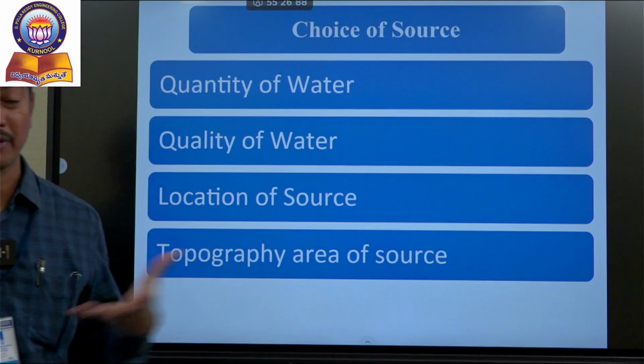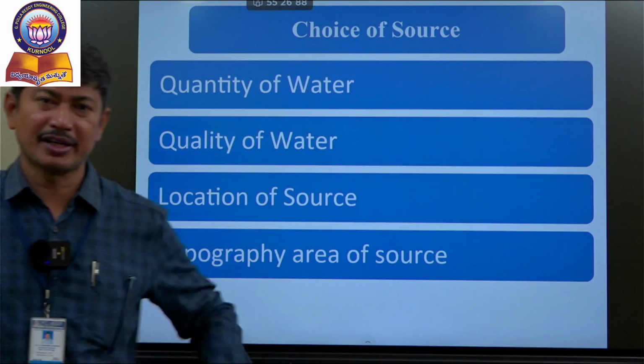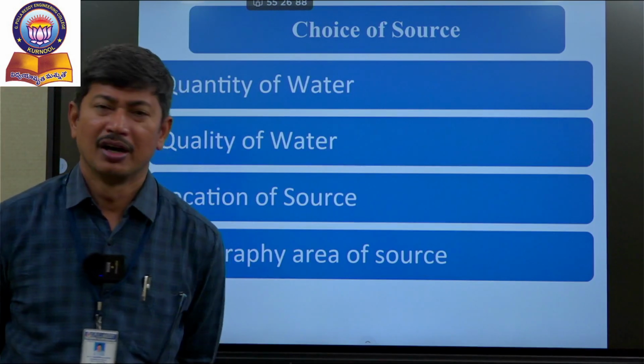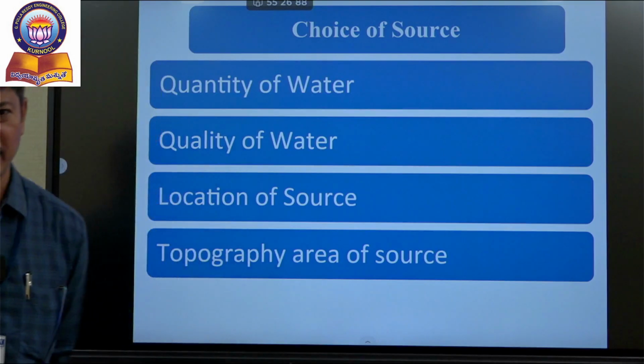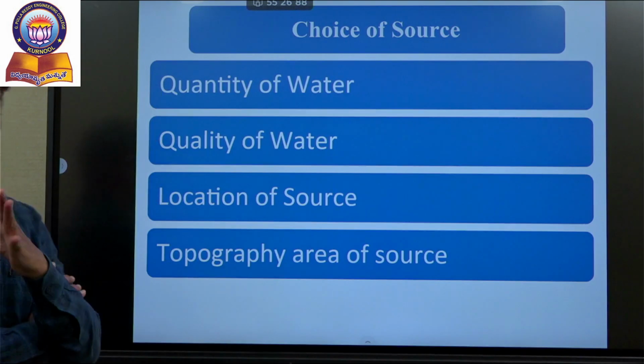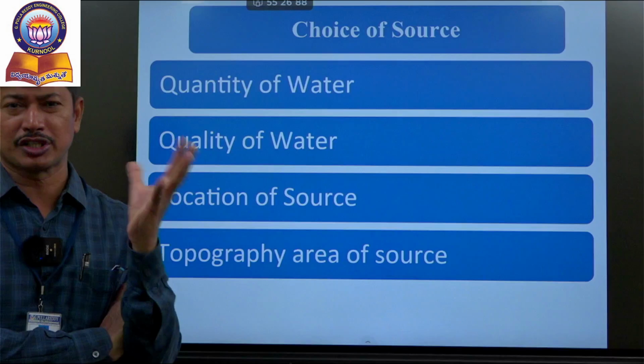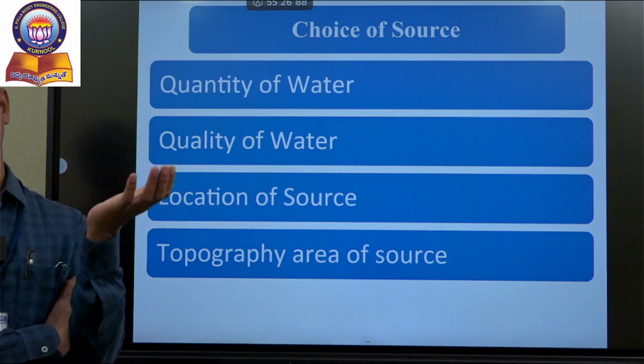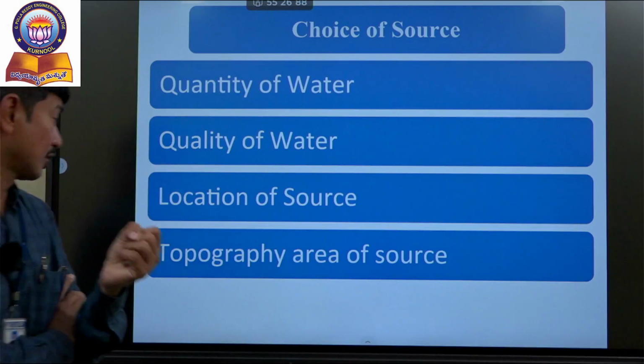But also consider the topography in between. Is there any hills or valleys? That is to be avoided; a plain area is good. Location upstream is good because we can carry the water by the action of gravity.